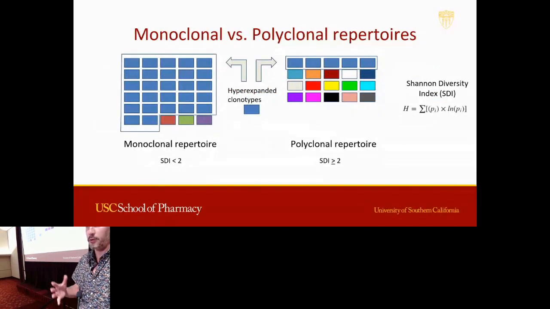We'll talk about monoclonal and polyclonal repertoires. By monoclonal, we define a repertoire with immune diversity estimated by Shannon entropy less than 2, and polyclonal more than 2. What that means practically is that you have a certain clonotype dominating the repertoire, as you have here, the blue one, and on the right, you don't have a dominant clonotype, and all the clonotypes have more or less equal proportions.